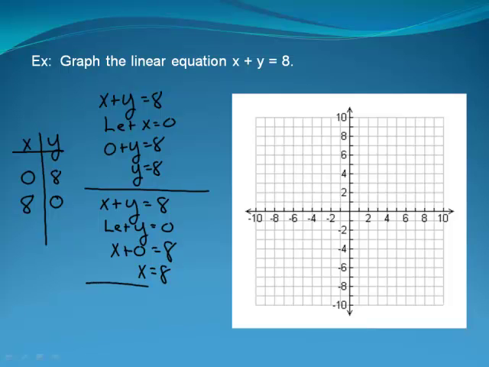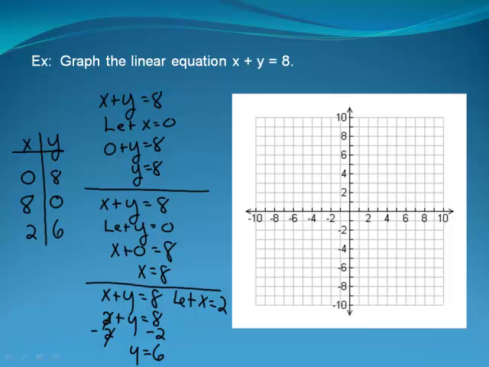Now I'm going to get a third ordered pair just because it's good practice, just in case I made a math error on one of my first 2 points. Using that same equation, I'm going to let x be equal to, let's say, 2. Again, you can pick anything you want. If I put 2 in for x, I've got 2 plus y equals 8. I'm trying to solve for y, so I'm going to subtract 2 from both sides. And I find that y is equal to 8 minus 2, which is 6. So when x is 2, y is 6.